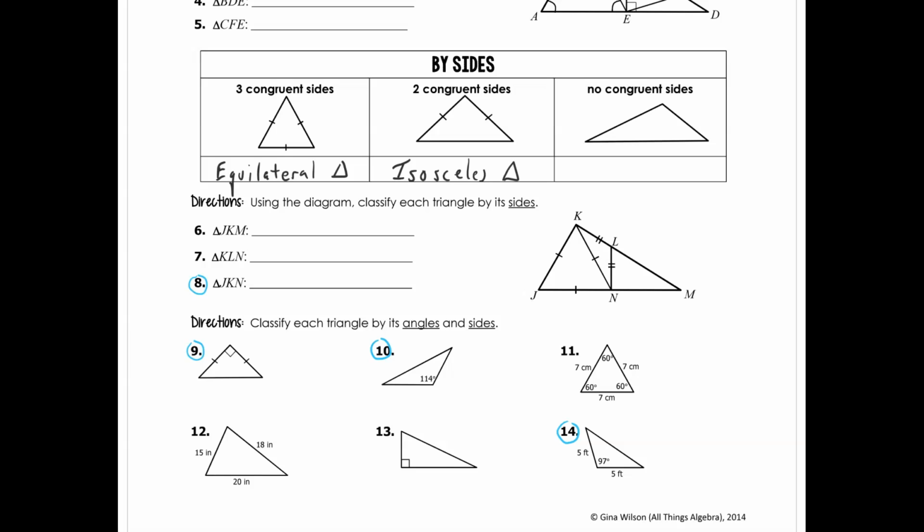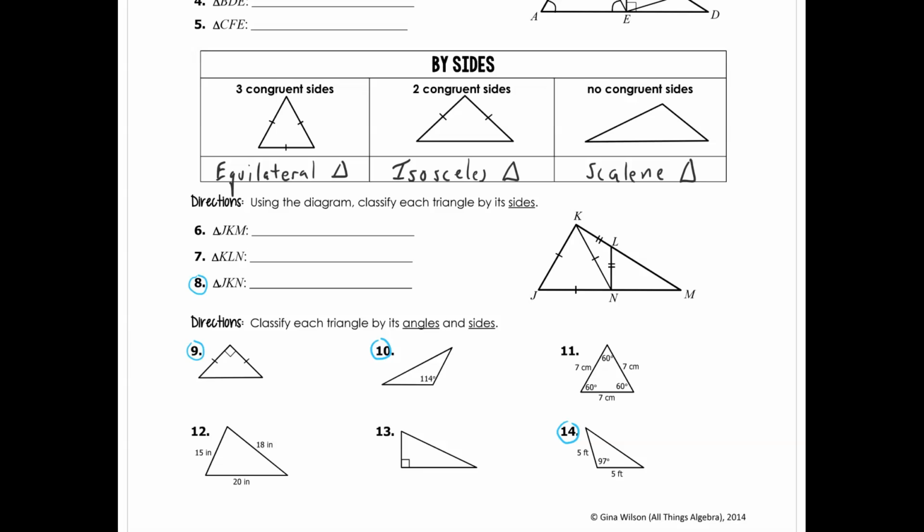And when nothing is marked the same, we can go ahead and assume that they're all different, unless there's some reason to logically conclude that two of them are the same. And so that would be a case like this last one, no congruent sides. That would be a scalene triangle.